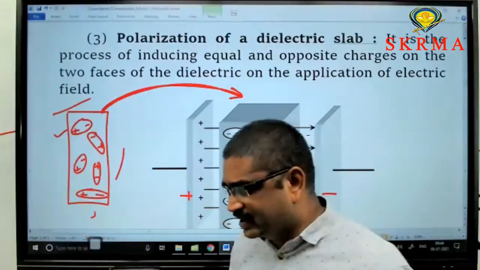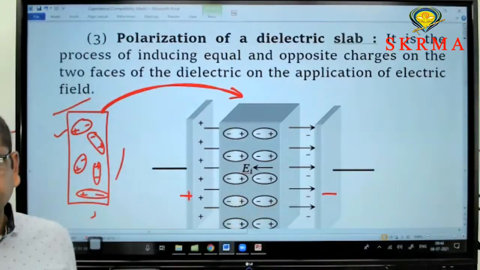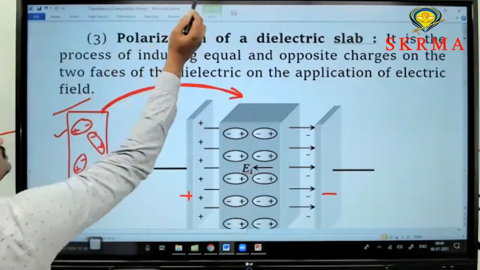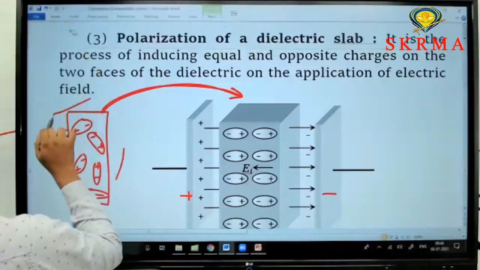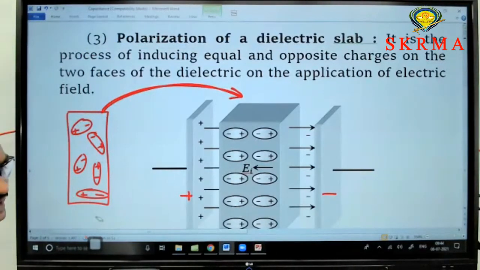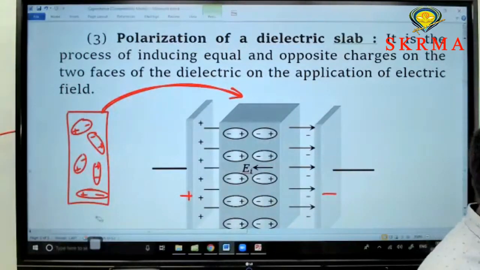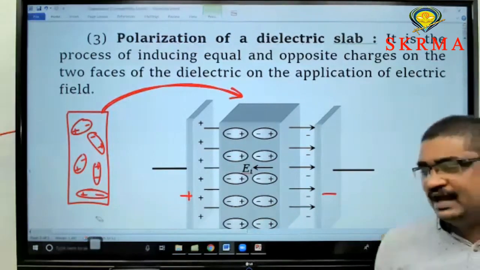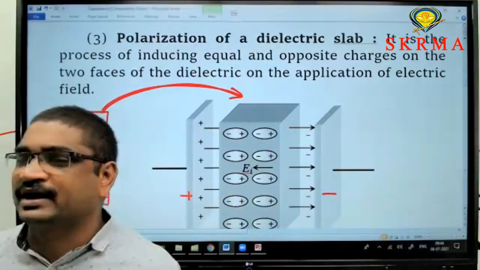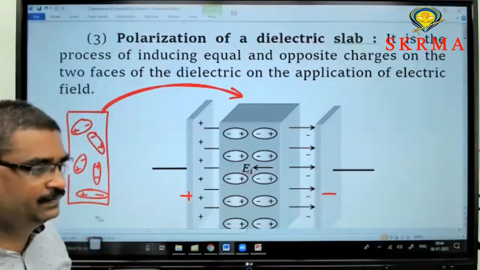So what is meant by polarization? Just alignment of dipoles opposite to the field direction is called polarization. Is the polarization topic clear? What is meant by polarization? If you place a dielectric between capacitor plates, then dipoles are aligned. That alignment process is nothing but polarization.